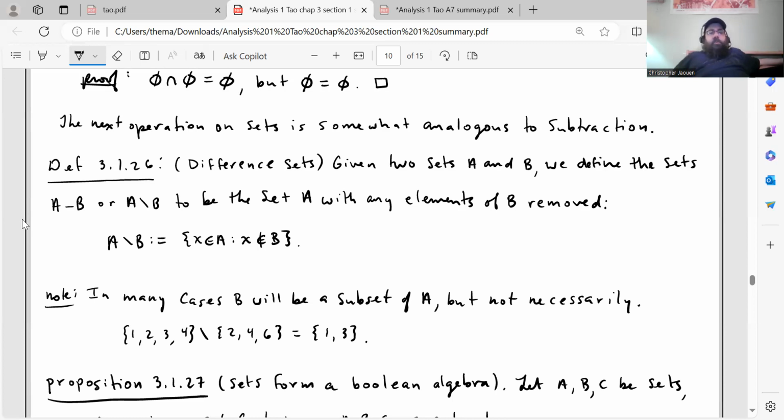Definition 3.1.26, set difference. Given two sets A and B, we define the set A minus B, or more commonly written A slash B, which means set difference, to be the set A with any elements of B removed. So the set difference of A with B is defined to be the set of all X in A such that X is not an element of B.